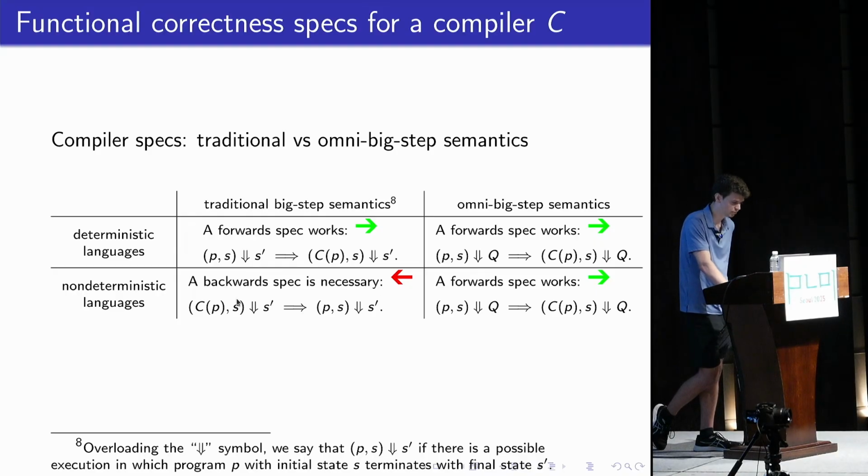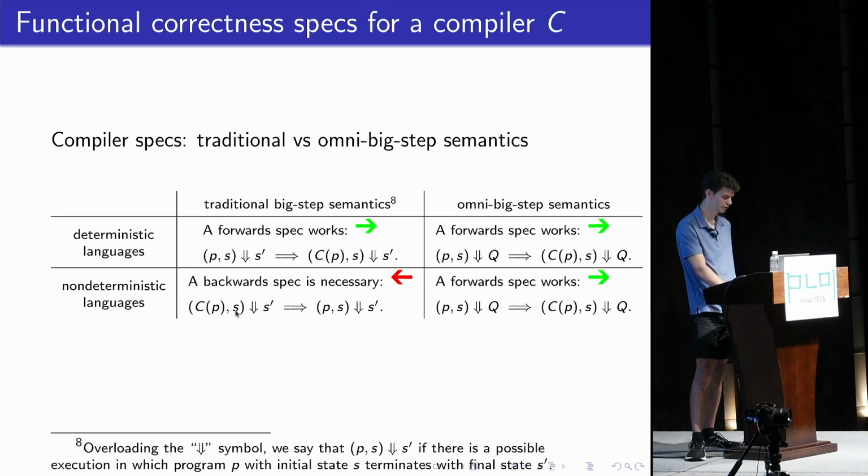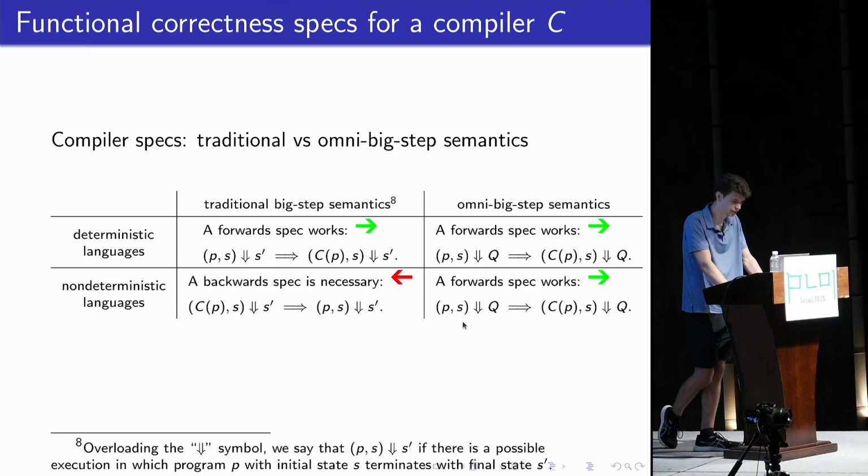Now with usual big step semantics and non-deterministic languages, compiler specifications get a bit more complicated because you need a backwards specification saying that any possible target program execution corresponds to some related source program execution. On the other hand, with omnisemantics, we can still have the same specification, and this is still meaningful. So we just say that if the source program admits a certain postcondition, then so does the target program. And yeah, so clearly this means functional correctness.